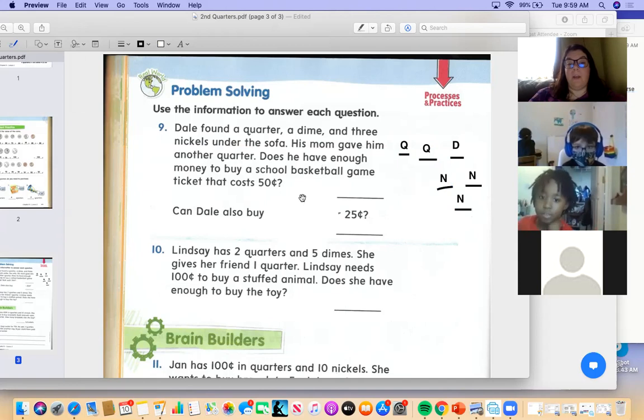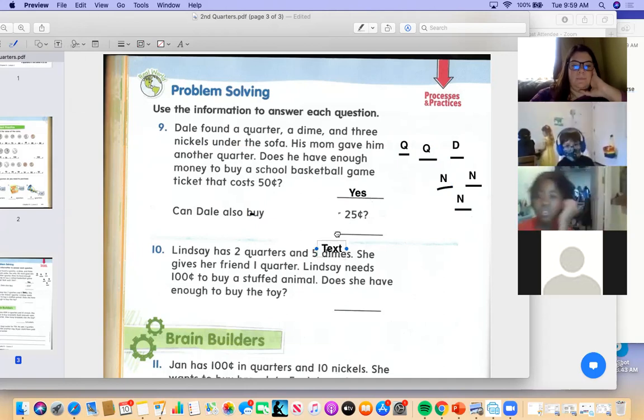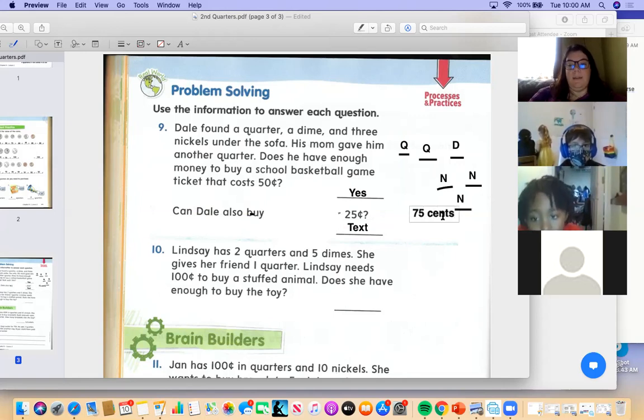Can he buy a basketball game ticket for 50 cents? Yes, he can. Can he also buy something for an additional 25 cents? How much money does he have? He has 75 cents. The ticket costs 50 cents. Can he buy something else for 25 cents? Can you buy a juice box for 25 cents?